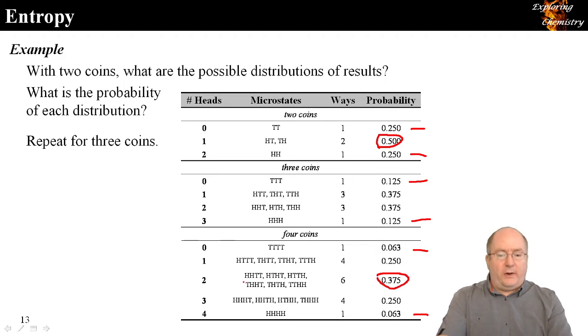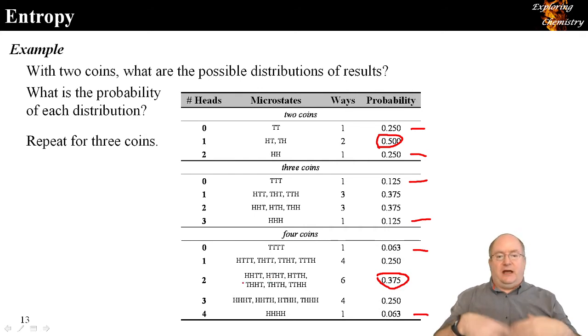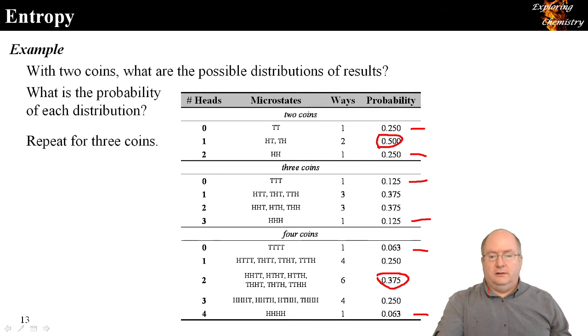There's a lot more ways of distributing 4 coins such that you get 2 heads, 2 tails than there is of getting all heads or all tails.